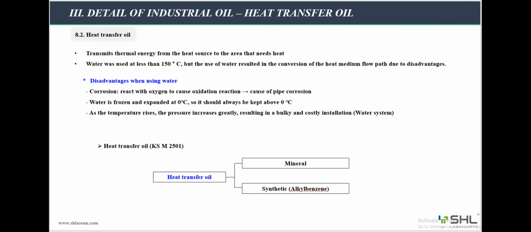Heat transfer oil is used in the system to transfer heat energy from the heat source to the area that needs heat, such as a textile system, a wood factory, a paper factory, etc. Heat transfer oil is divided into two main types: mineral and synthetic.